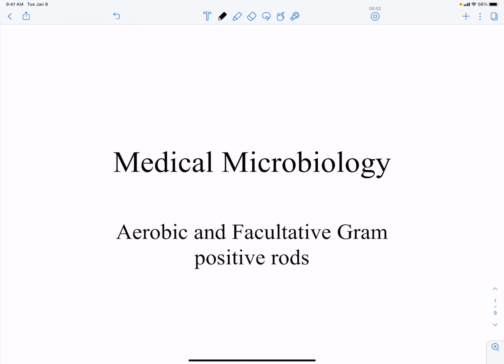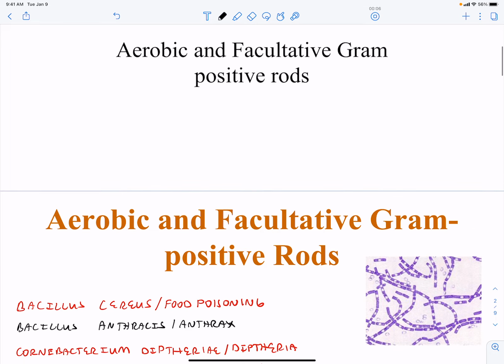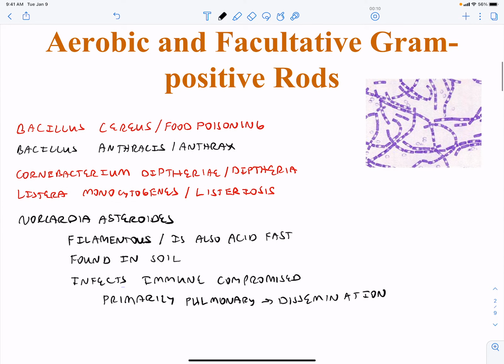Okay, so now we're going to talk about our gram-positive rods, our aerobic and facultative gram-positives. These are going to infrequently cause human infections in the USA, but if they do cause infections, they can cause some problems. Some are going to be associated with food poisoning, such as listeriosis, Listeria monocytogenes, and Bacillus cereus. Some are going to be spore-formers, so we have Bacillus anthracis and Corynebacterium diphtheriae, which both have spores.